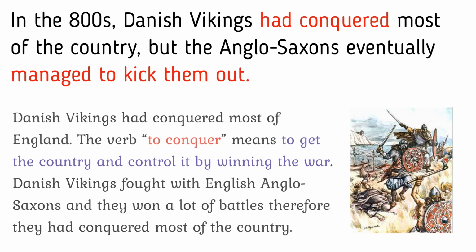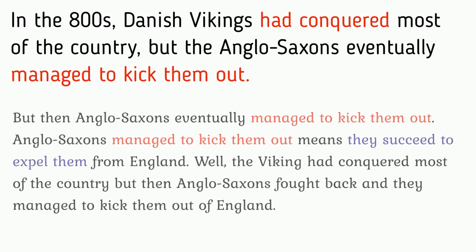Danish Vikings had conquered most of England. The verb to conquer means to get the country and control it by winning the war. Danish Vikings fought with English Anglo-Saxons, and they won a lot of battles. Therefore, they had conquered most of the country. But then Anglo-Saxons eventually managed to kick them out. Managed to kick them out means they succeeded to expel them from England.